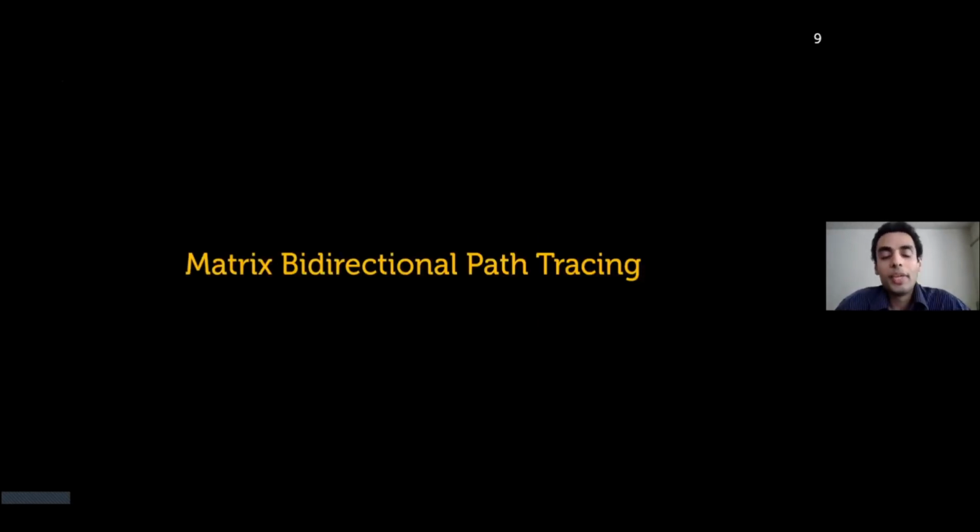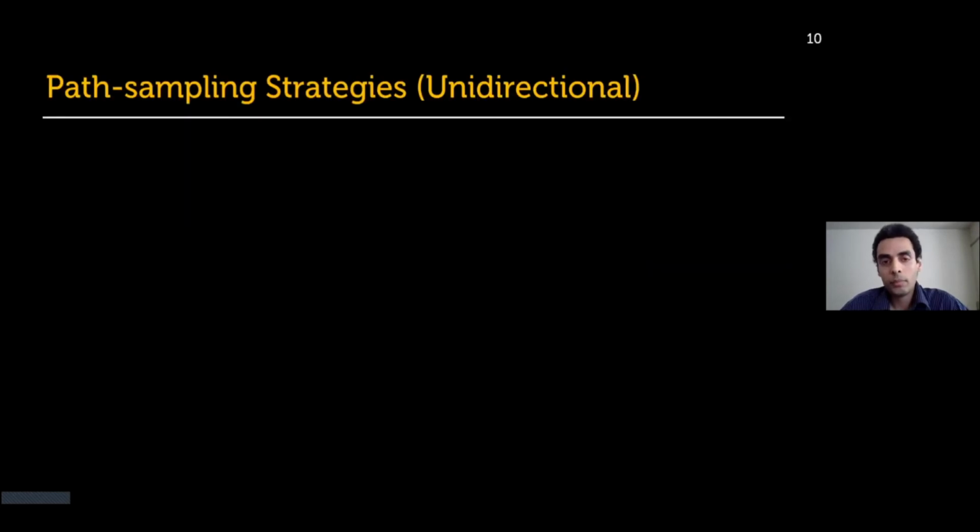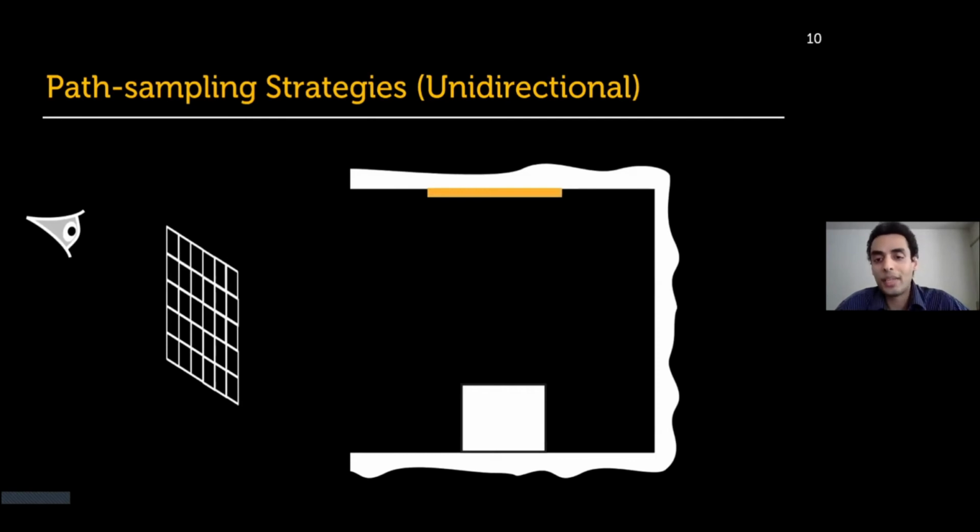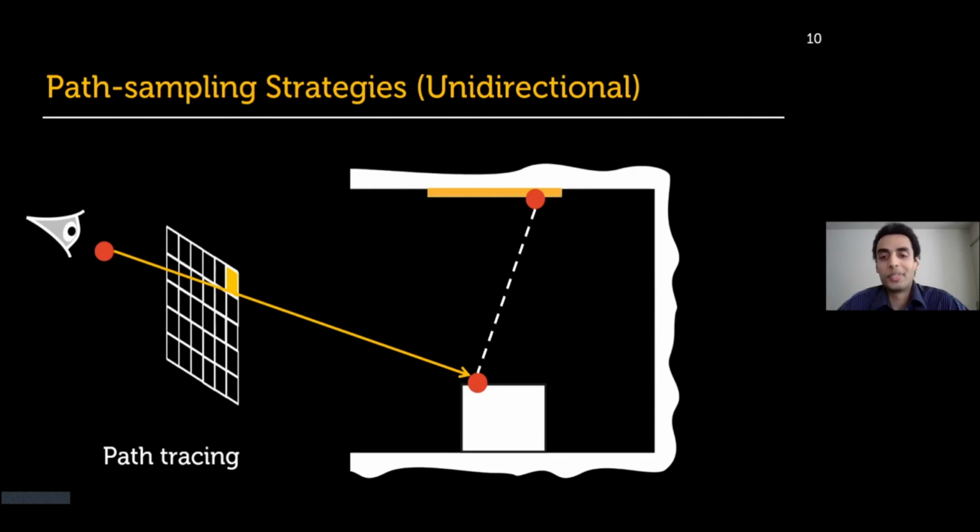We briefly review each one of the contributions, starting with matrix bidirectional path tracing. Before diving into the details, we discuss a few path sampling strategies to generate light transport paths. We use this example scene with an area light source for illustration. We can generate a light transport path starting from the eye and compute the light contribution towards the pixel. We call this technique path tracing, and it can simulate various effects such as reflection, shadows, and global illumination.